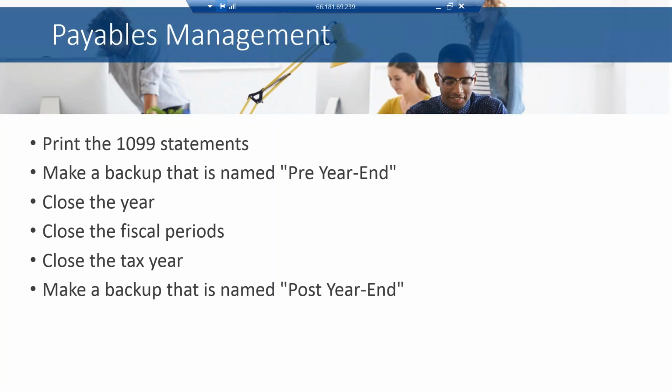Okay, so once you close the year, then you can go back and close the fiscal periods for the purchasing series, close the tax year, and then make a backup that is named post year end. That's the typical checklist that you would use to close the payables module.